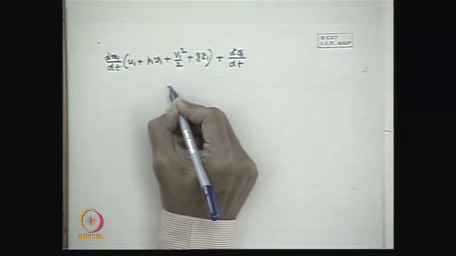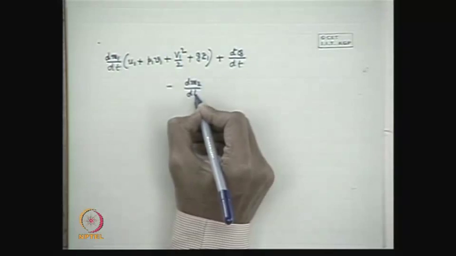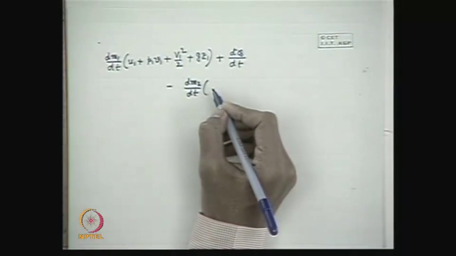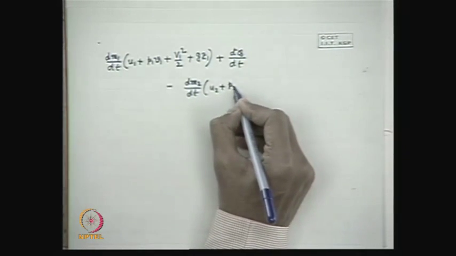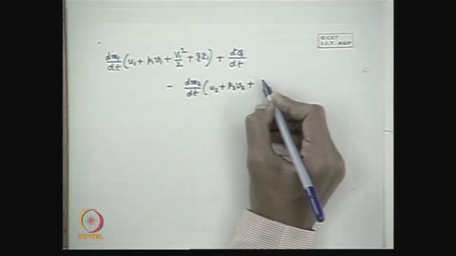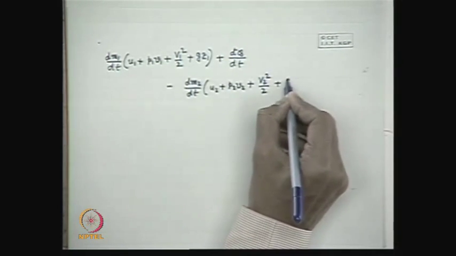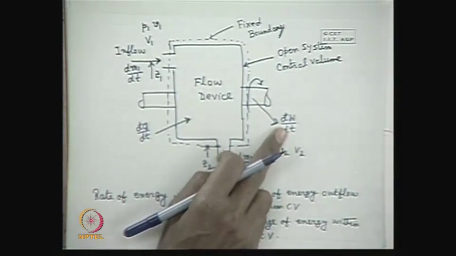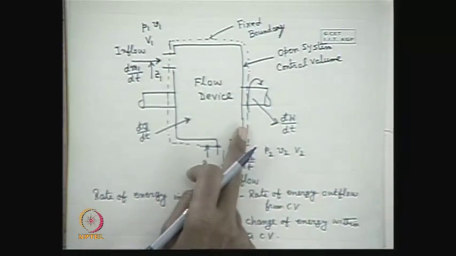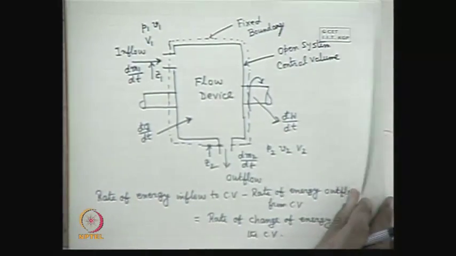Similarly, what is the outflow of energy from the control volume? Minus, the energy quantities which are going out with the fluid stream at the outlet, that becomes dm2/dt times u2, the internal energy at the outlet, p2 v2, the pressure energy per unit mass at the outlet, plus V2 squared by 2, plus g Z2, plus the work quantity, because for the control volume, the shaft work is coming out. That means the flow device or the open system develops work that comes out in the form of shaft work to the surroundings.